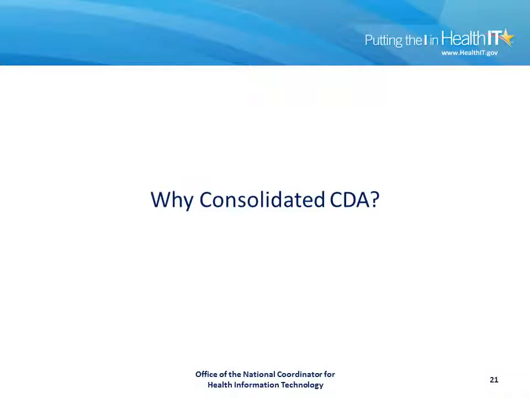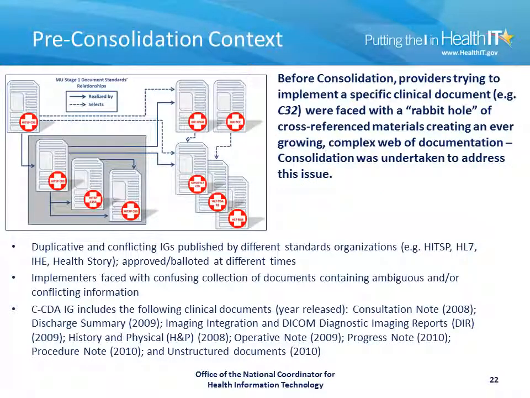So why consolidated CDA? Before consolidation, providers trying to implement a specific clinical document, for example the C32, were faced with a rabbit hole of cross-reference materials, creating an ever-growing complex web of documentation. The consolidation effort was undertaken to address this issue. Duplicative and conflicting implementation guides published by different standards organizations had been balloted and approved at different times. Implementers were faced with confusing collections of documents containing ambiguous or sometimes conflicting guidance.